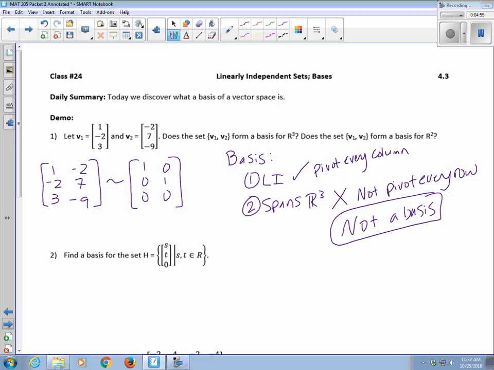Is it a basis for R2? No. That question just doesn't make sense, because those vectors live in R3. They can't span R2.